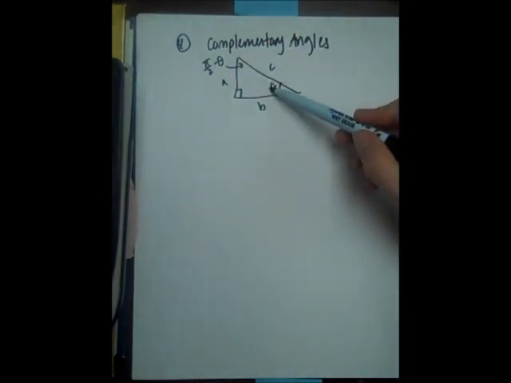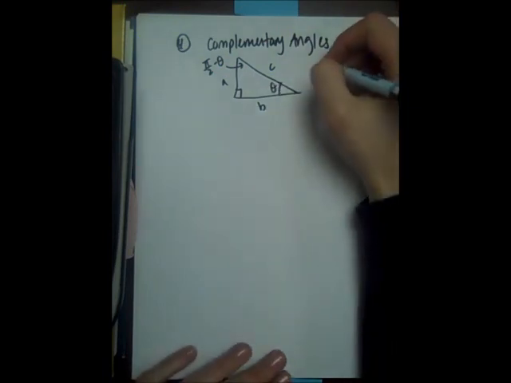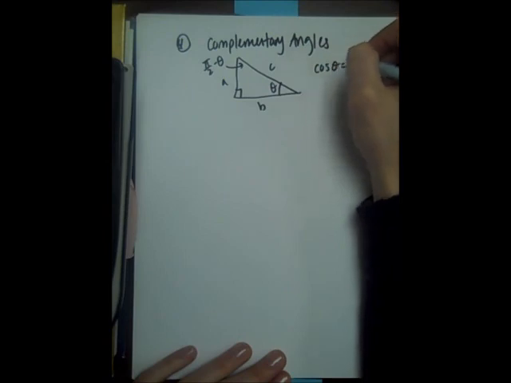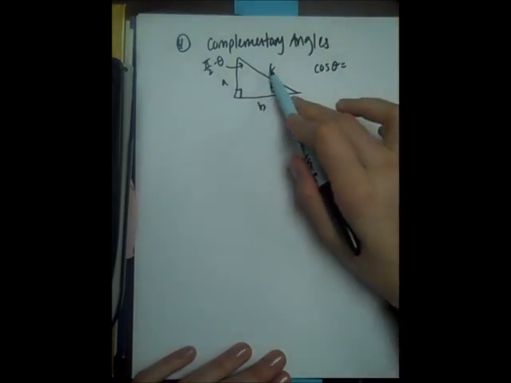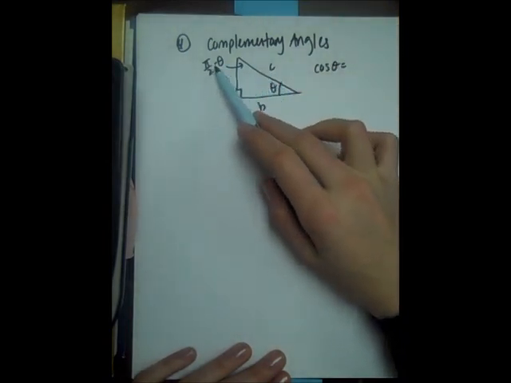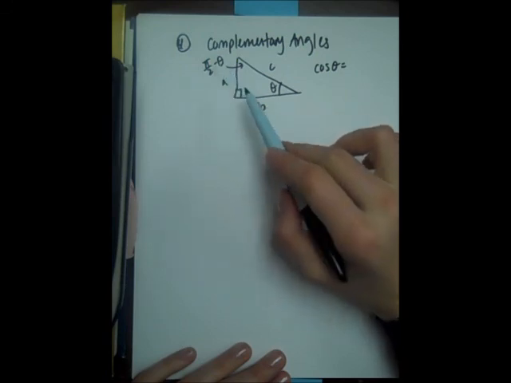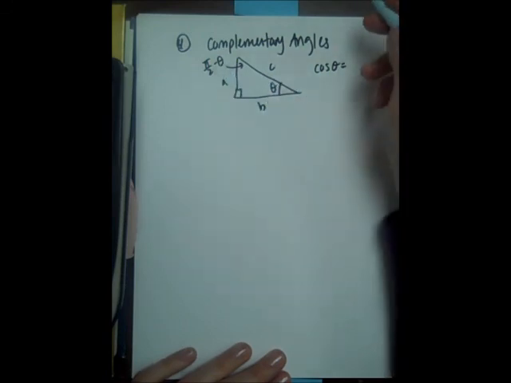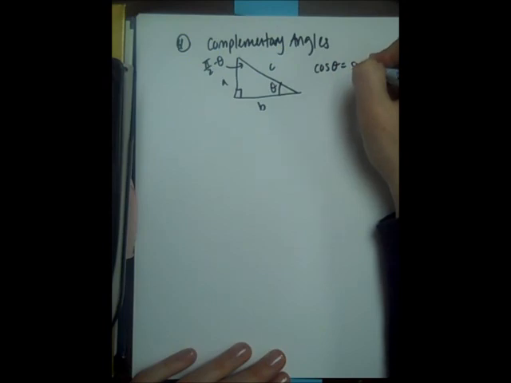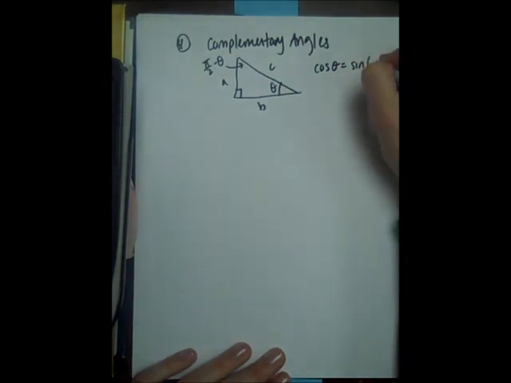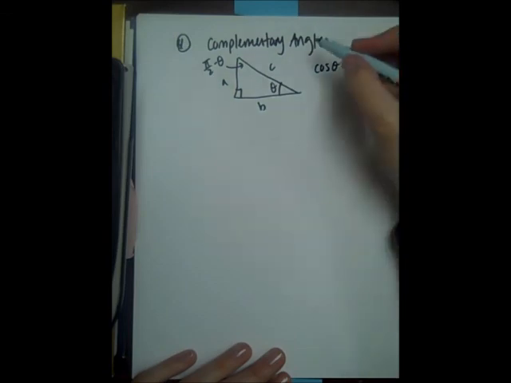Also, if I look at the cosine of this angle. What's the cosine of theta here? Cosine of theta is going to be b over c. What's the sine of this top angle? That'll be opposite over hypotenuse, so b over c, which is the same. So cosine of an angle is going to be sine of pi over 2 minus the angle.